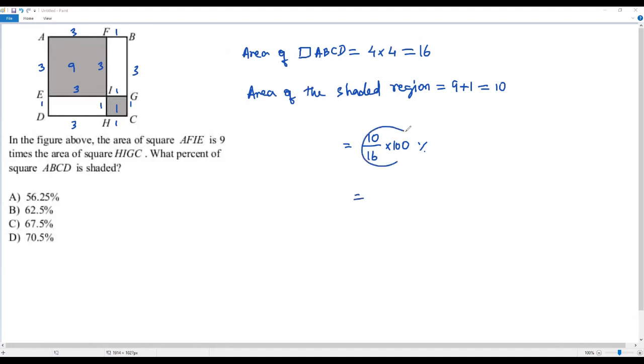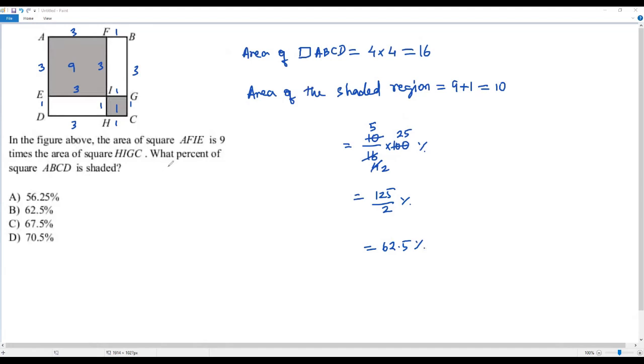Okay, now let's do some simplification. For both 16 and 100, the greatest common divisor is 4. Then 4 goes into 16 4 times and 4 goes into 100 25 times. Here 2 goes into 4 2 times and 2 goes into 10 5 times. 5 times 25 is 125. In the denominator we have 2. When I divide 125 by 2, I get 62.5 percent.